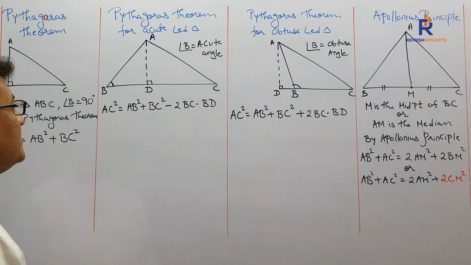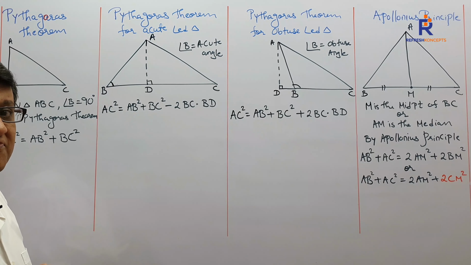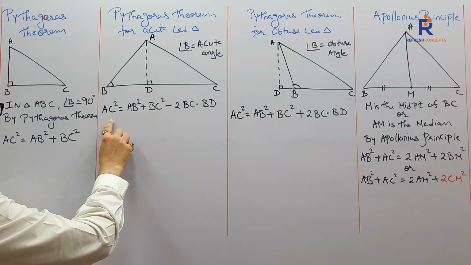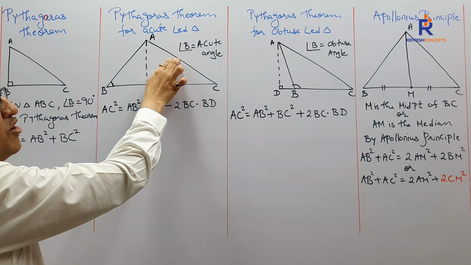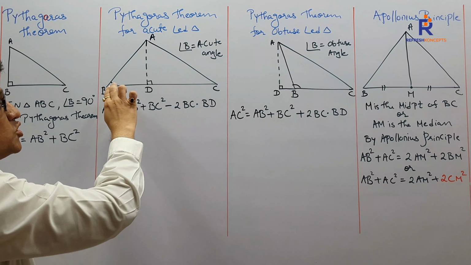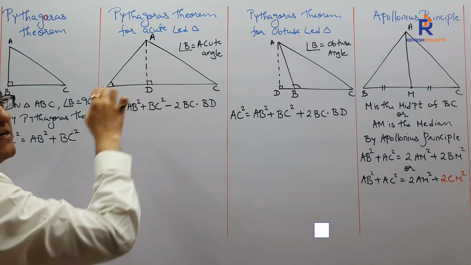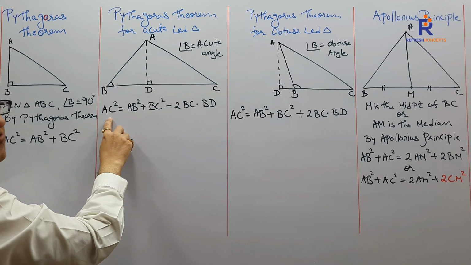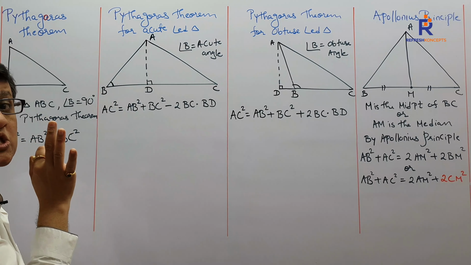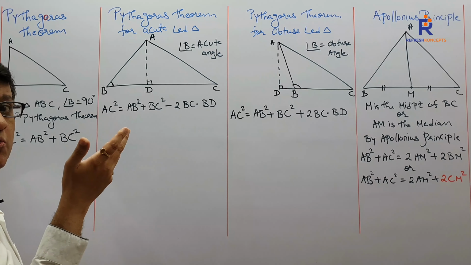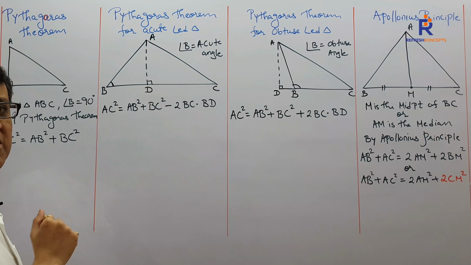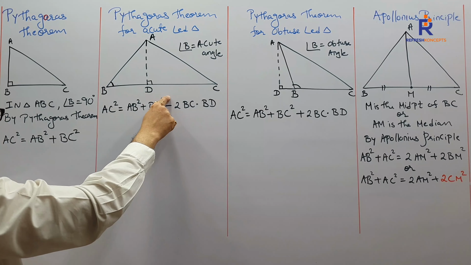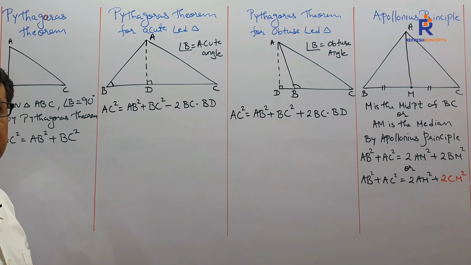In triangle ABC, angle B is acute. Therefore, by application of Pythagoras theorem for acute angle triangle, AC square. So how to remember? Square of the side opposite to the angle. Which is the side opposite to the angle? AC. Square of the side opposite to the angle is equal to the sum of the squares of those sides from which the angle is made. So the angle is made up of AB and BC, so the sum of the squares of those two sides.